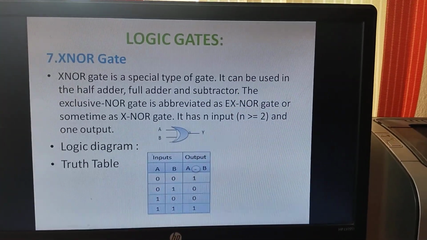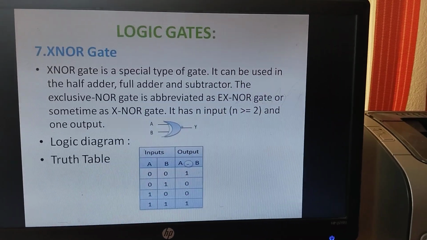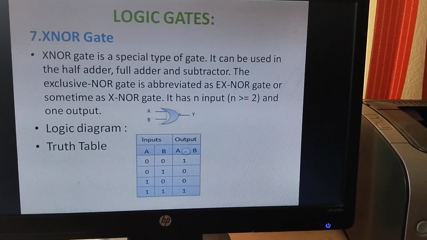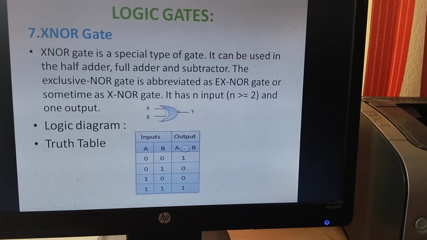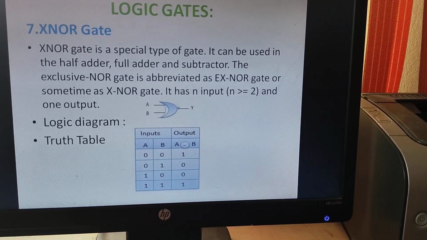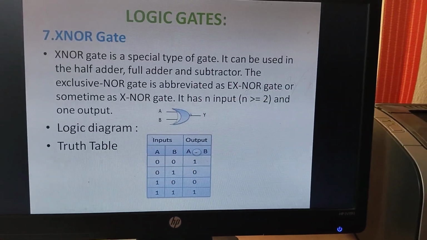Next, the XNOR gate. It is a combination of XOR and NOT operations. This is the logic gate diagram. Finally, the truth table: A equal to 0, B equal to 0, output is 1. A equal to 0, B equal to 1, output is 0. A equal to 1, B equal to 0, output is 0. Both inputs are 1, output will be 1.